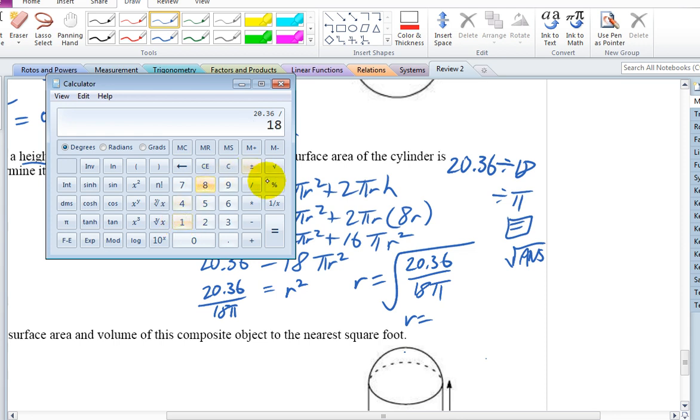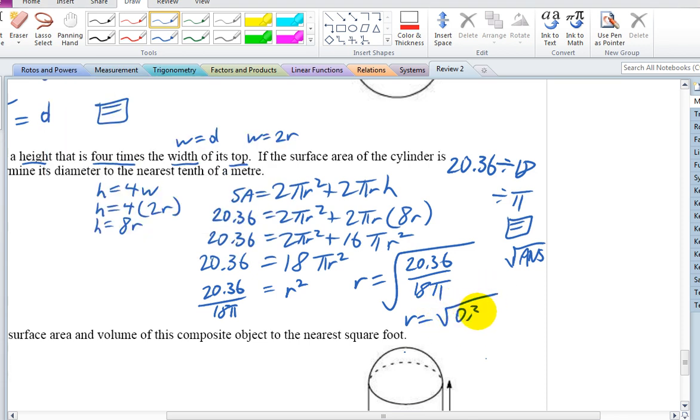Now some people can do 18 pi at once, but lots can't. So I press equals. So it's square root 0.36. Square root that answer, and you can get something that's wrong. What did I screw up with here? 20.36 divided by 18 divided by pi equals 0.36. Square root, there we go, 0.6. So r equals square root 0.36, r equals 0.6. Perfect. That's my answer, isn't it?